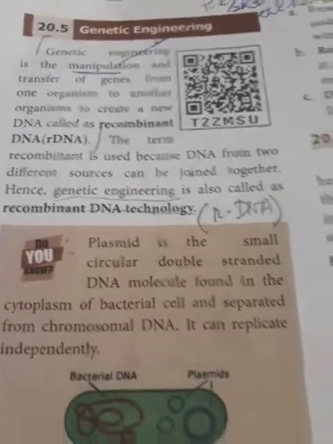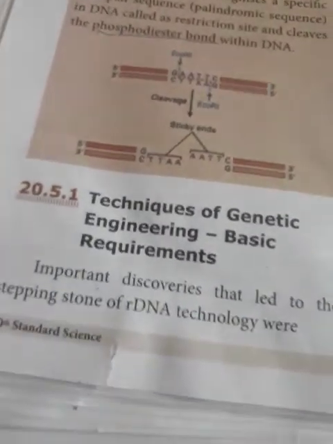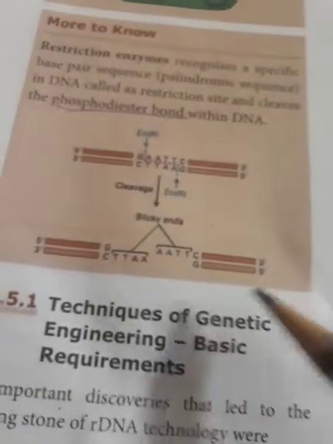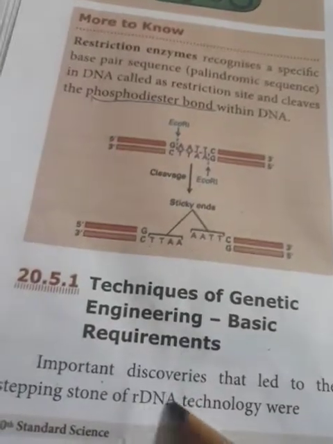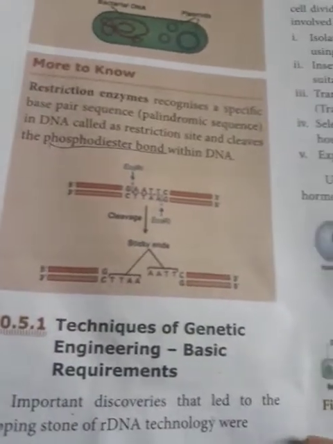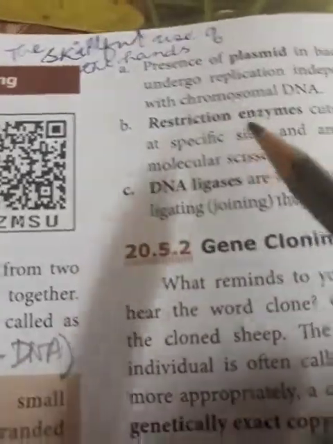rDNA technology. Now, the next part we are going to discuss is the basic requirements in this technique, genetic engineering. In this technique, what things are needed? These are considered the requirements, the important discoveries that led to the stepping stone of rDNA technology. What are the three things needed? Three things are needed. The first one is the plasmid.